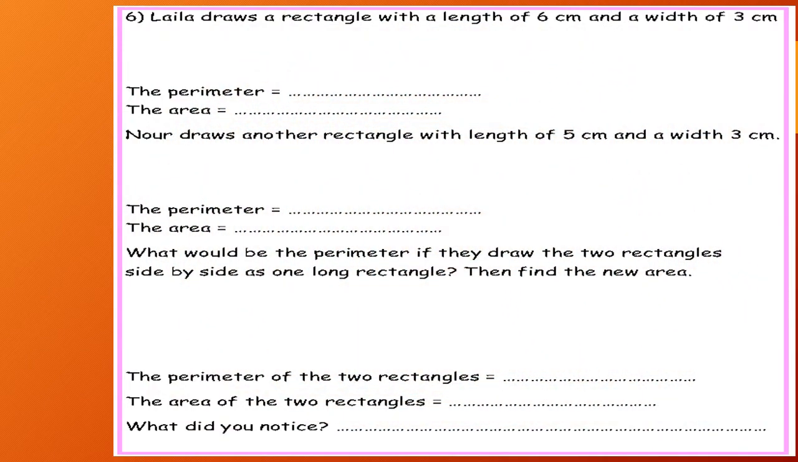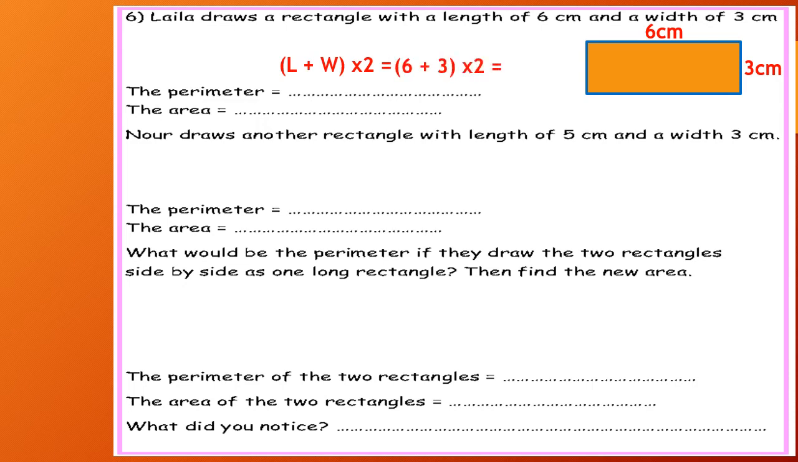Number 6. Layla draws a rectangle with length 6 centimeters and width 3 centimeters. The perimeter of this rectangle is length plus width, times 2. So 6 plus 3, times 2. 6 plus 3 equals 9, times 2 equals 18 centimeters. The area of this rectangle is length by width, 6 by 3 equals 18 centimeters squared.